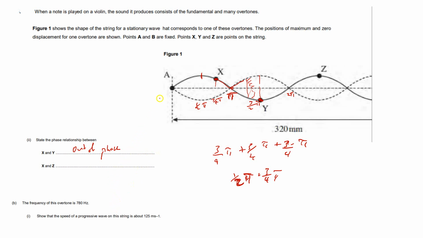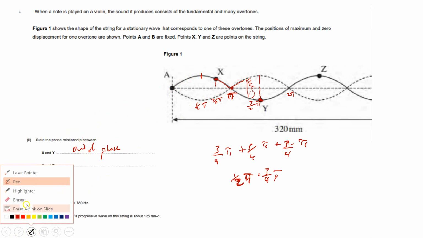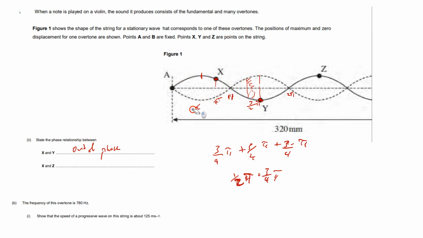It goes to another point to ask us to state the relationship between X and Z. Those two are going to be in phase. But it's hard to determine how much they're in phase by. So we're just going to write that they're in phase.